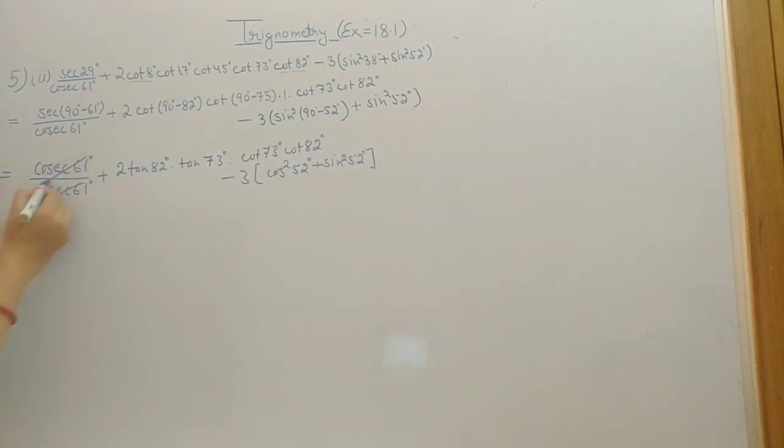This thing will cancel out, you will get 1 here, plus 2. Tan 82 into cot 82 will become 1. Tan 73 and cot 73 also will become 1, minus 3, and the value of this bracket, cos square theta plus sin square theta, is also 1. Now simplify, 1 plus 2 minus 3, answer will be 0.